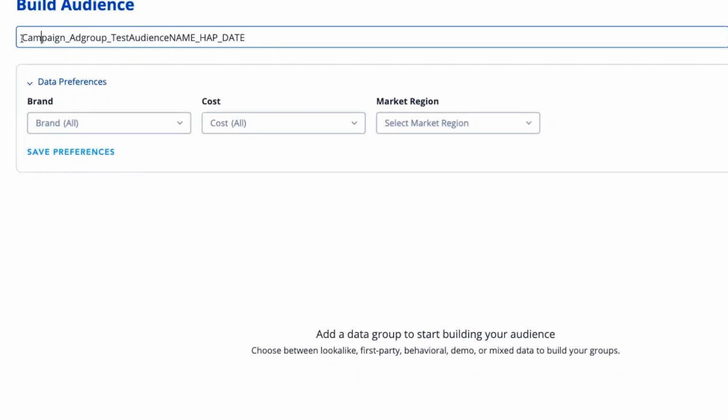So if it's not running yet, you can add the brand's name and the particular ad group you were thinking about adding it to, or it's just the brand and then the audience name. So here I said test audience name. Your initials, my name is Ellen Audrey Parker, and then the date it was created.